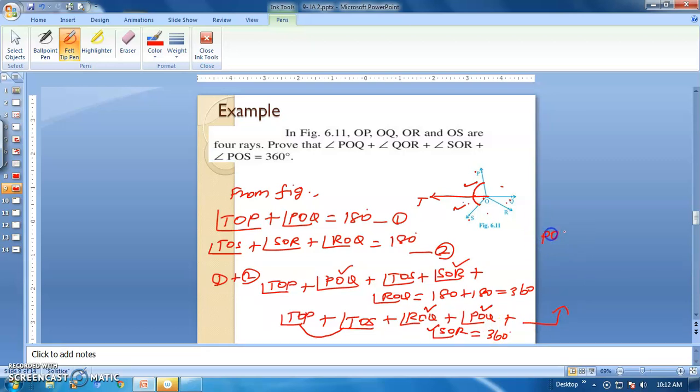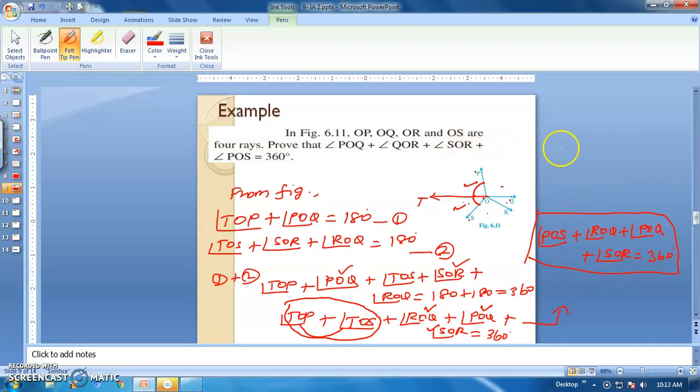So now this implies angle POS plus, I wrote the sum of these two angles equal to POS from the diagram, and plus ROQ plus angle POQ plus angle SOR equal to 360 degrees. So that is your answer.